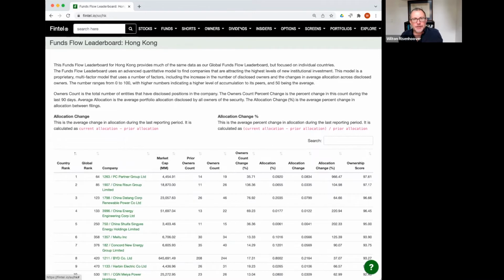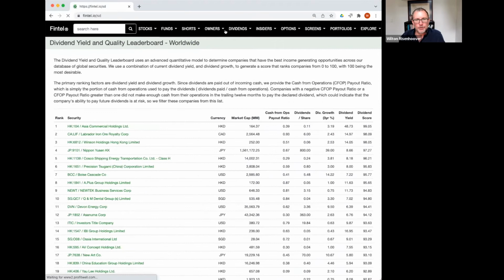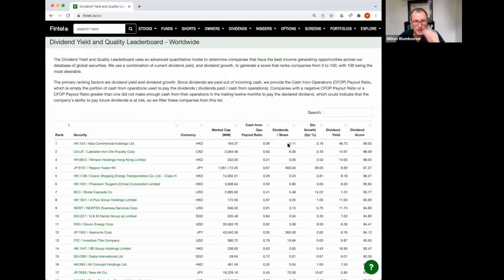Let's talk about dividends here. Just like we have ownership data for the world, we also have dividend data for the world. So I'm going to click on this dividends world, click here. And what we have here is basically another leaderboard, just kind of like what we just saw, focused on finding the best dividend opportunities for dividend investors. And in this case, we look at the dividend yield.